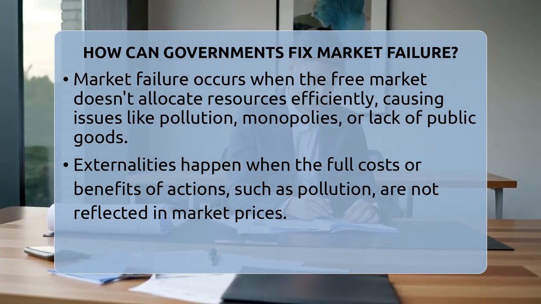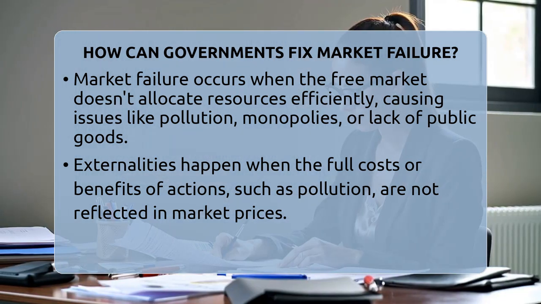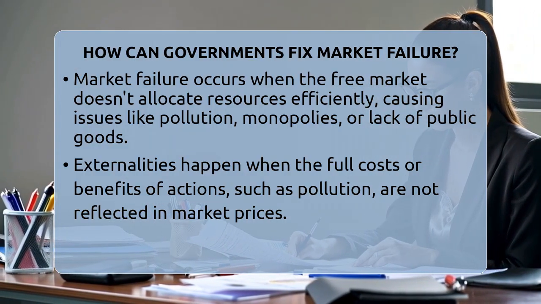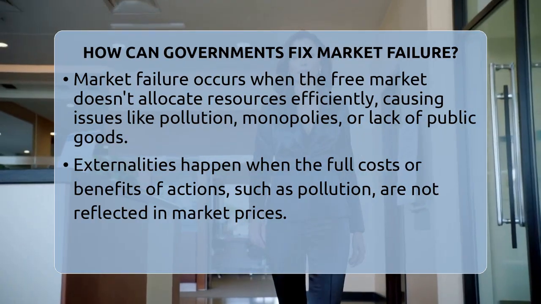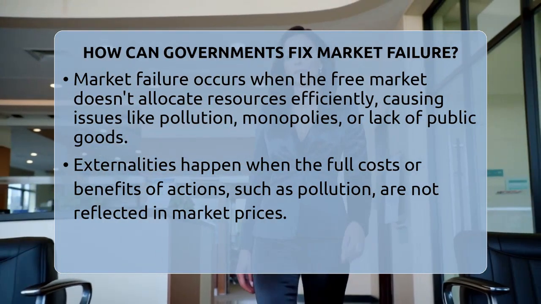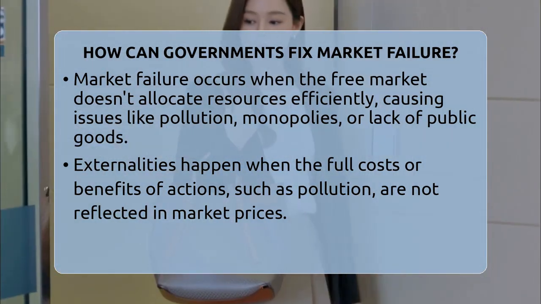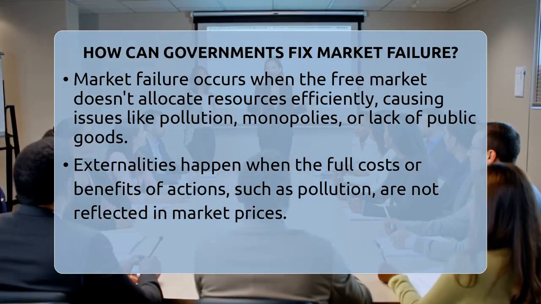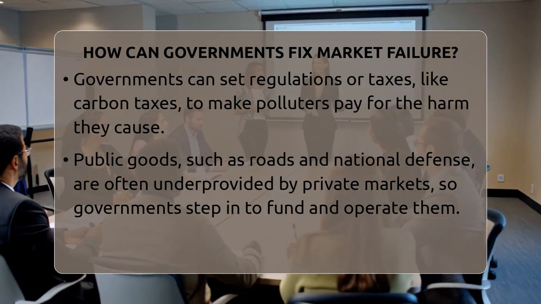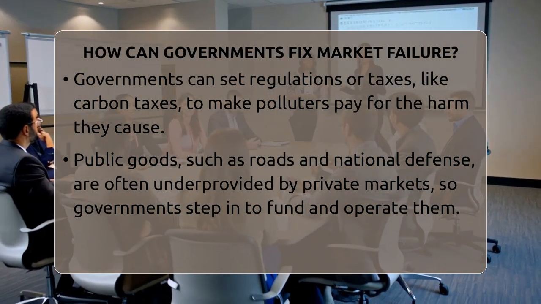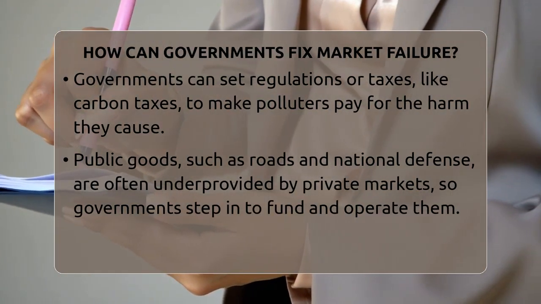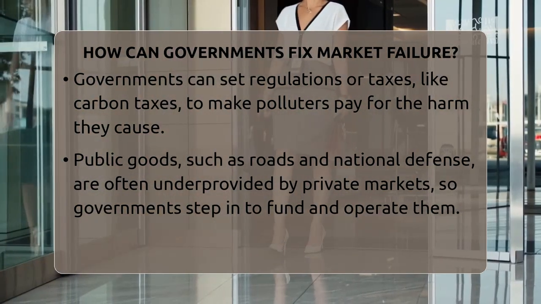Let's break it down. First, markets don't always account for the full costs or benefits of their actions. For example, a factory might pollute the air without paying for the damage. This is called an externality. Governments can set rules called regulations to limit pollution or impose taxes on emissions, making companies pay for the harm they cause. These taxes are called carbon taxes, and they encourage companies to reduce their pollution.